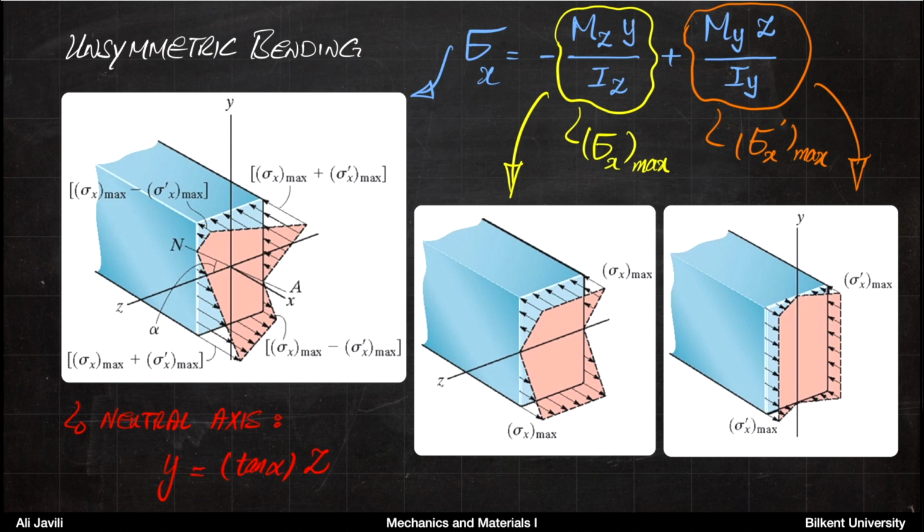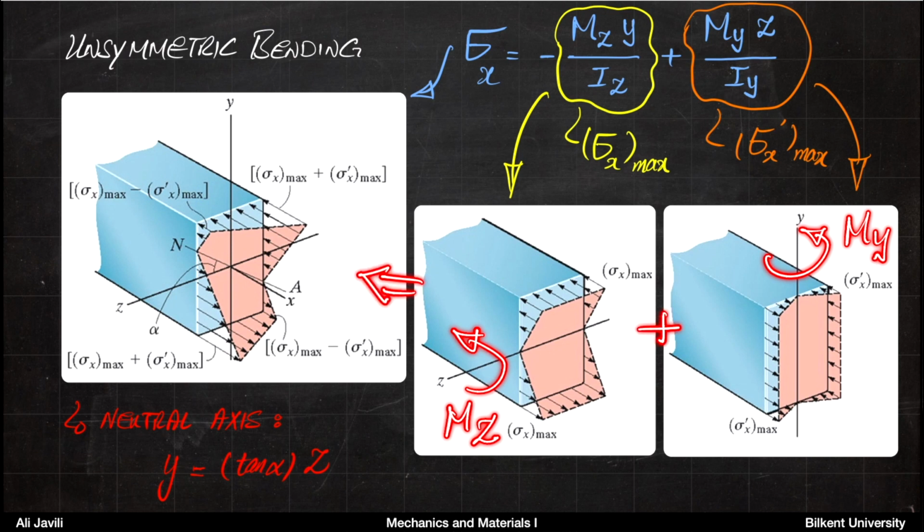So basically what we did is add the two stress distributions that we had here. Due to mz, we would have a stress distribution which looks like this, and due to my, we would have a stress distribution which looks like this. And now if you add these two together, you get a stress distribution which would look like this picture. And then obviously in this picture, you can see that your neutral axis would be somewhere here. So that is where the stress would be 0.